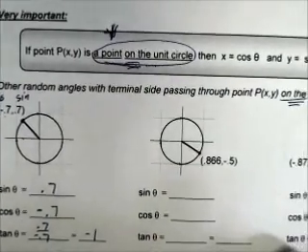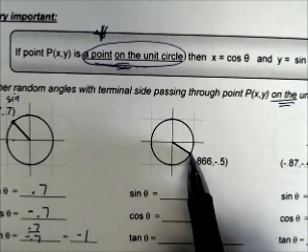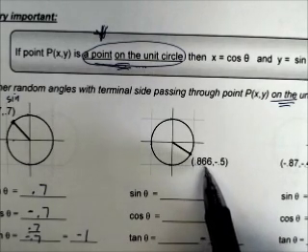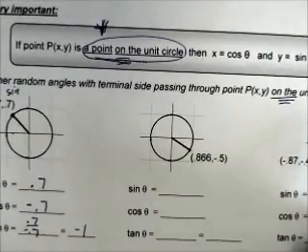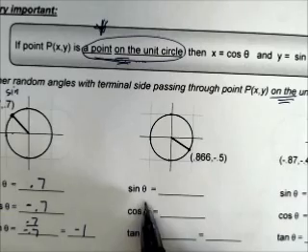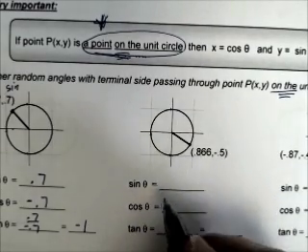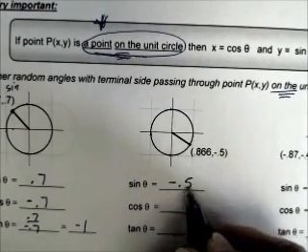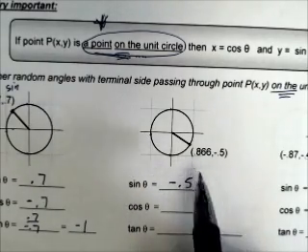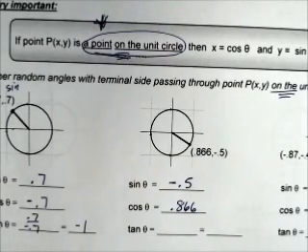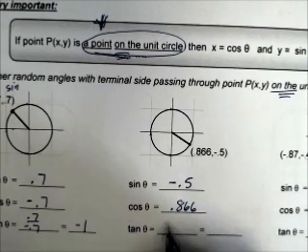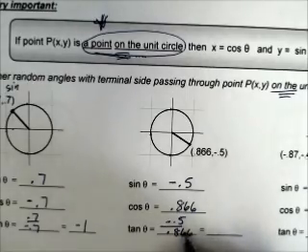Here's another point on the unit circle. The coordinates of this point are 0.866, comma, negative 0.5. What is the sine of theta? That would be the y-coordinate, negative 0.5. The cosine is the x-coordinate, 0.866. And the tangent, sine over cosine, negative 0.5 over 0.866.